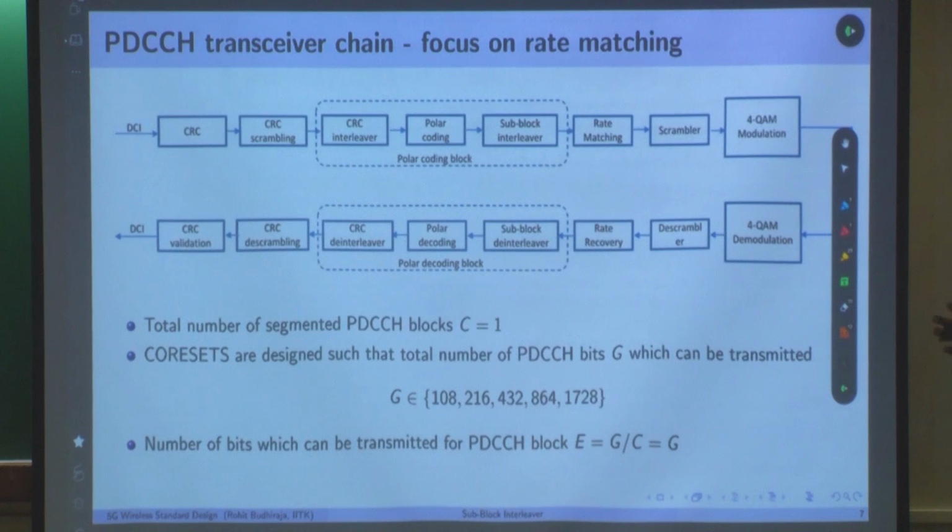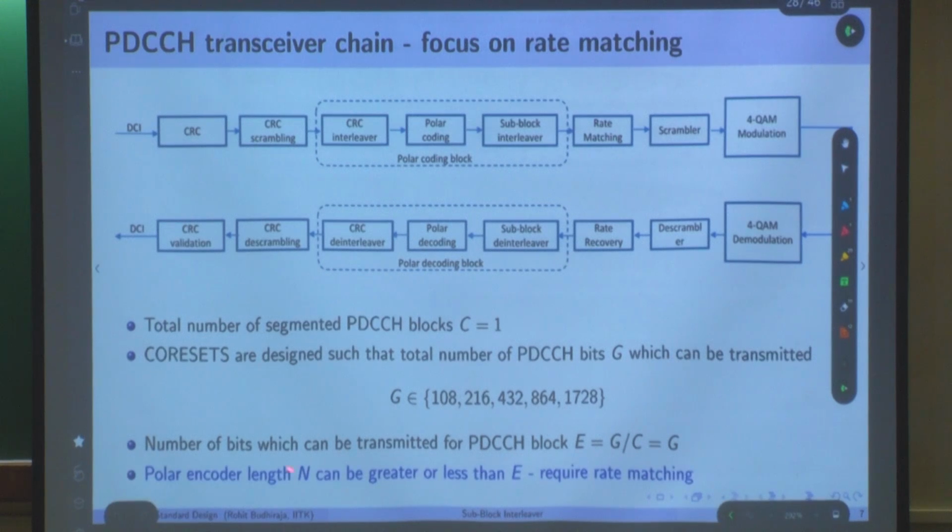This is associated with core sets, and why am I teaching you this? Because of course rate matching will depend on the size of G. So that's how it works. The polar encoder length N, as I just said, can be greater or less than E. I said 164 is greater than 108 but less than the others, so that's one example. So N can be greater or less than E. So what do you need?